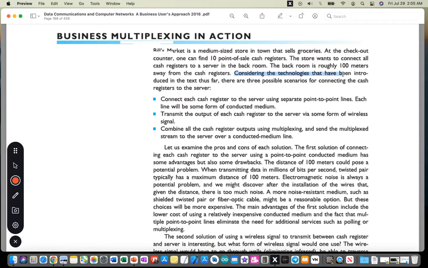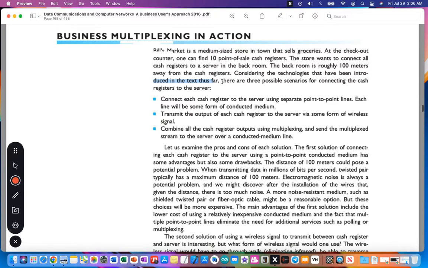Considering the technologies that have been introduced in the text thus far, there are three possible scenarios of connecting the cash registers to the server room. Connect each cash register to the server using a separate point of sale line. Each line will be some form of conducted medium. Transmit the output of each cash register to the server via some form of wireless signal. Combine all cash register output using multiplexing, then send the multiplexed stream to the server over a conducted medium line.